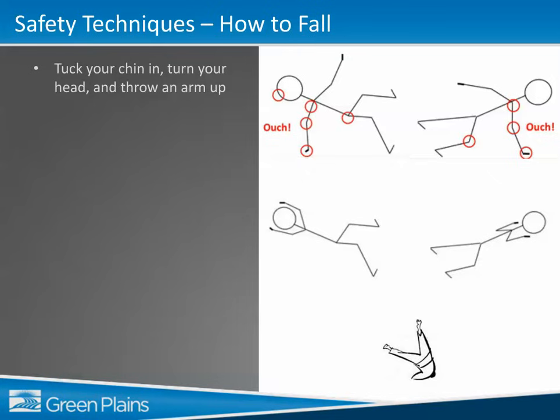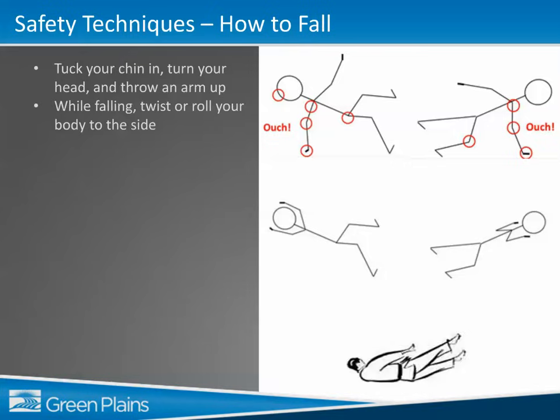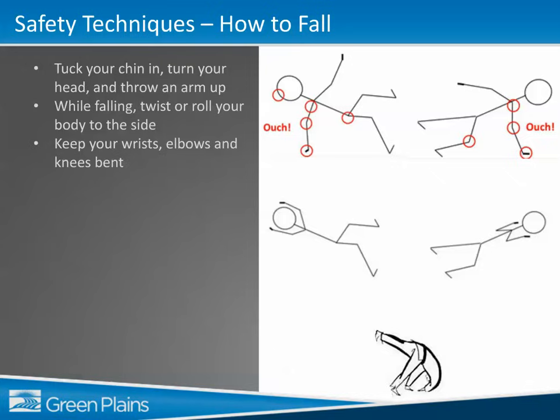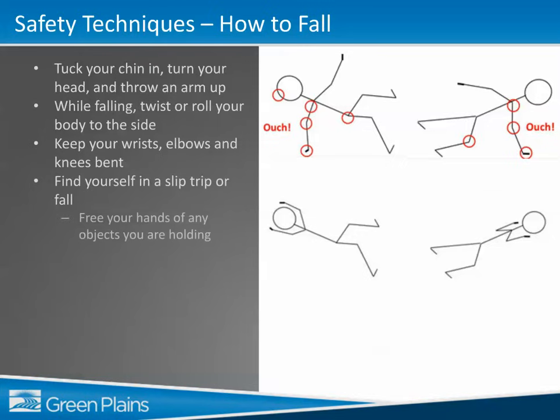Tuck your chin in, turn your head, and throw an arm up. It is better to land on your arm than on your head. While falling, twist or roll your body to the side. It is better to land on your buttocks and side than on your back. Keep your wrists, elbows, and knees bent. Do not try to break the fall with your hands or elbows. If you find yourself in a slip, trip, or fall, free your hands from any objects you're holding, protect your most vulnerable points, and try to spread the force of the fall's impact.